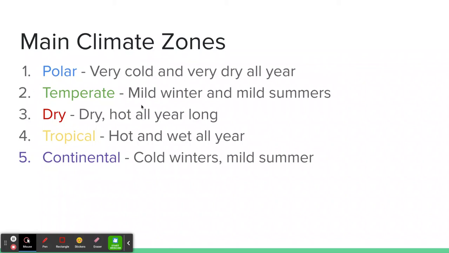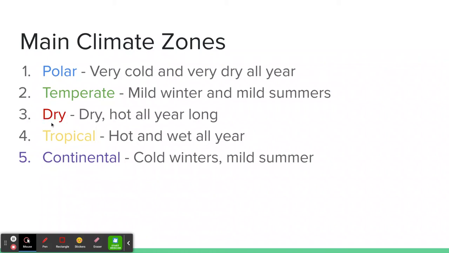Then you have your temperate zones. So your temperate zones are mild winters and mild summers. So these are a little bit more like in between. It's never really too hot or too cold. It never gets too much of one way or another. That's what that mild means. It's always just kind of like a constant.